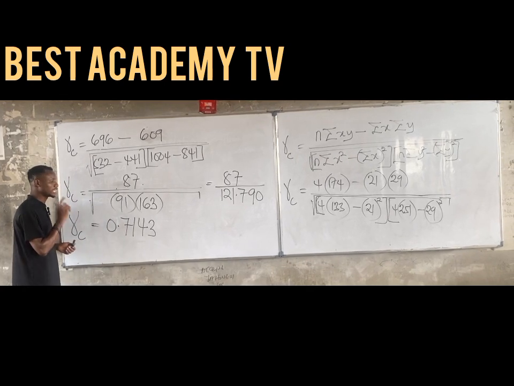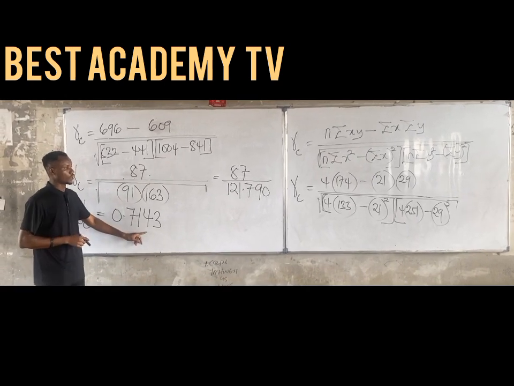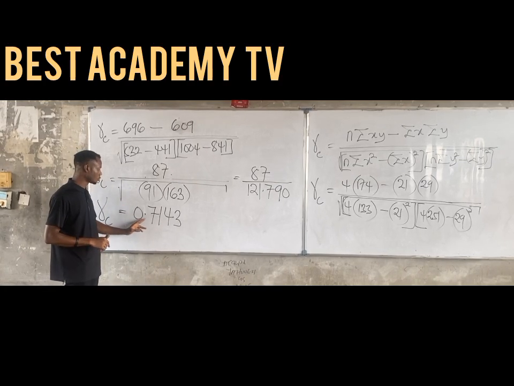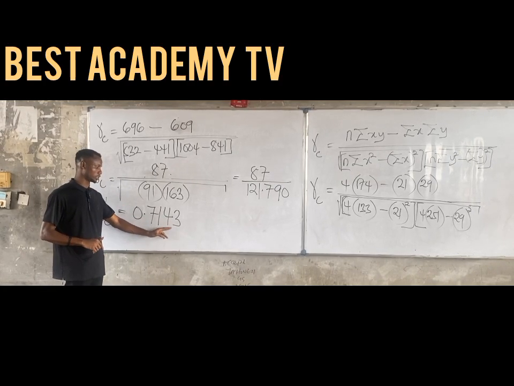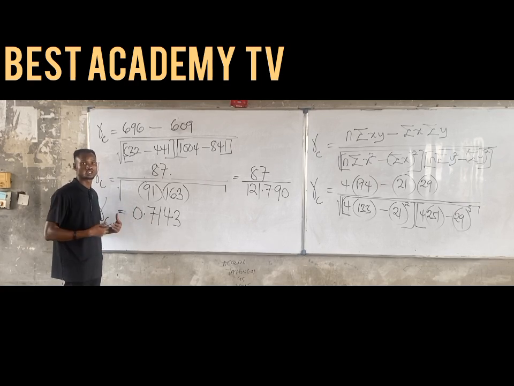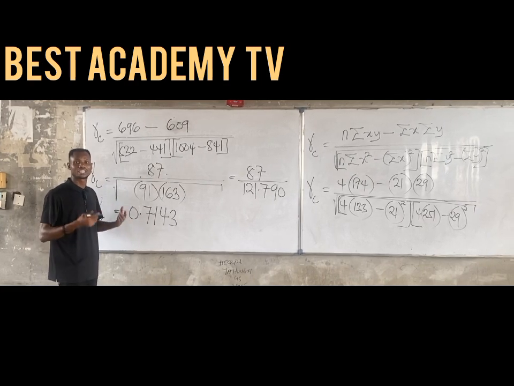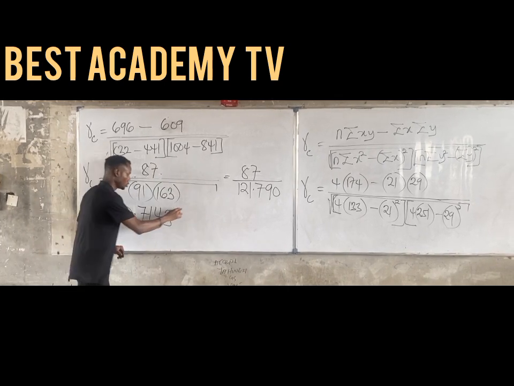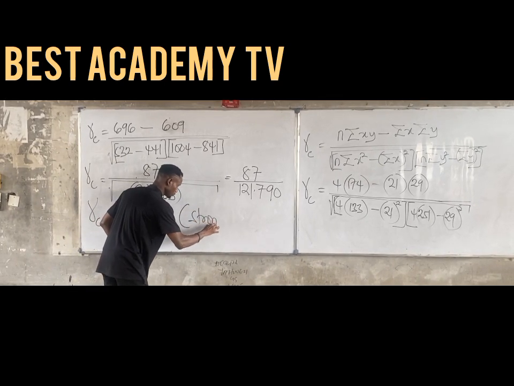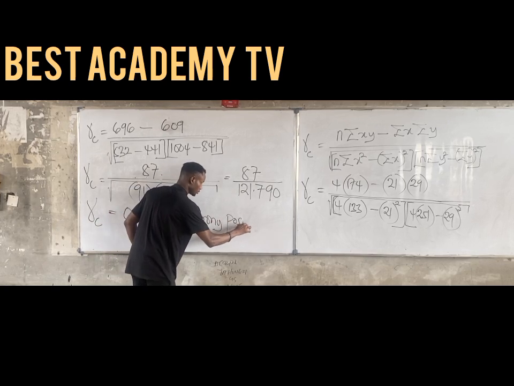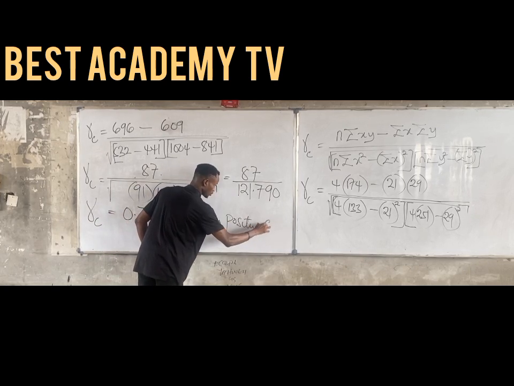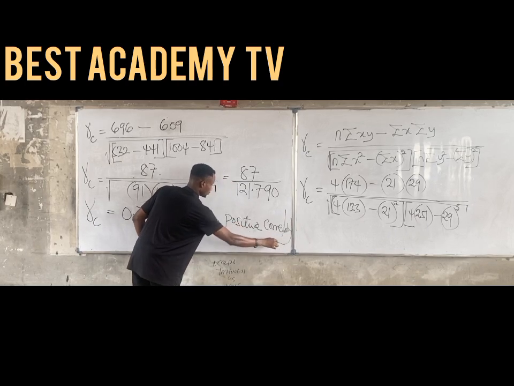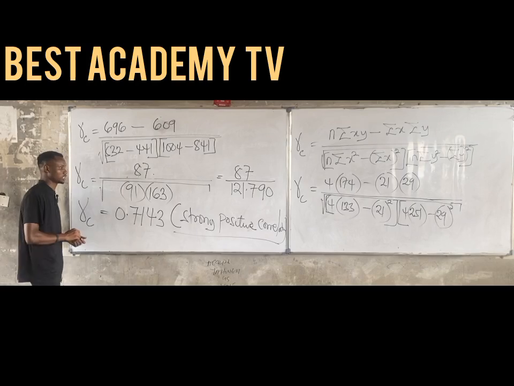Now in terms of correlation, we don't approximate values. Please take note. Now this is 0.7143. With the interpretation here, that means it's close to 0.7. Am I correct? And we are going to interpret this to be strong positive correlation. Please take note. I have this to be strong positive correlation.